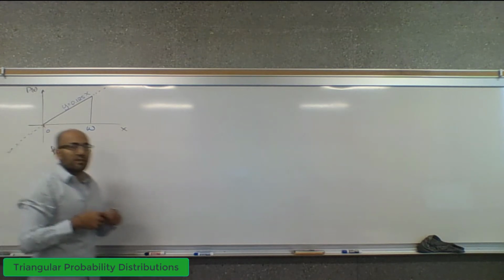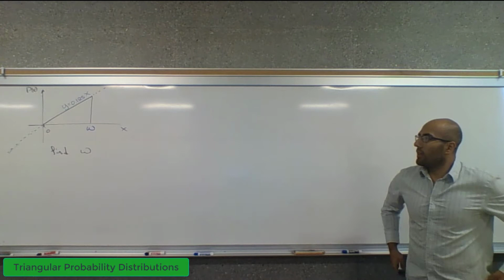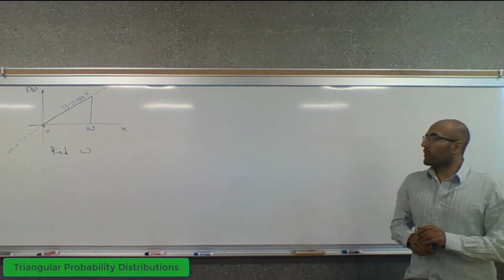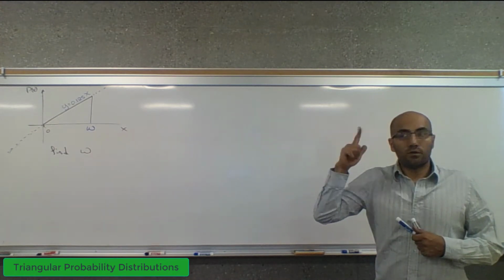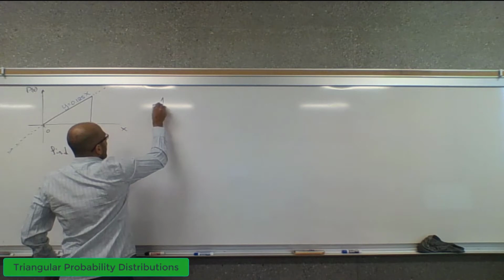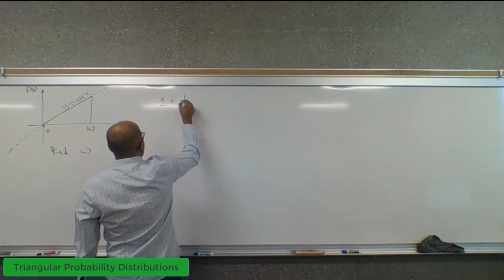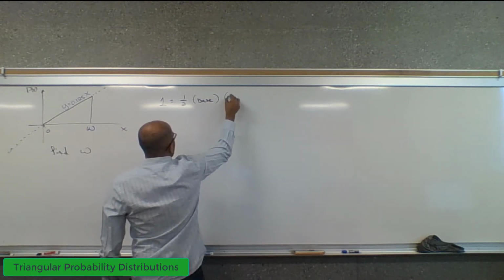Find W to make this a proper probability distribution. Okay. Well, in order for it to be a proper probability distribution, we need the whole area to be equal to 1, right? So what's the equation going to be? It's going to be 1. The area of the triangle must be equal to 1/2 times the base times the height.